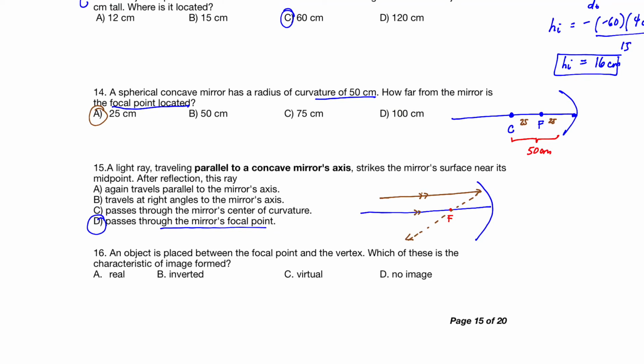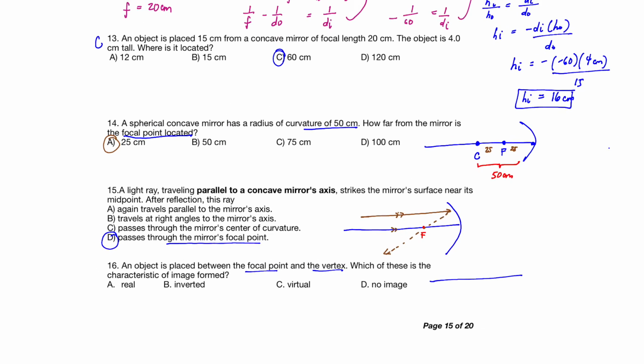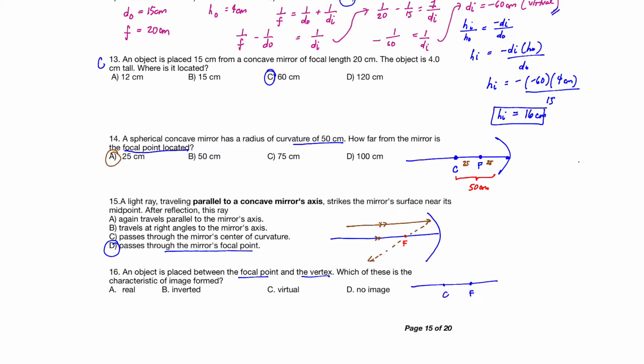Next, number 16. An object is placed between the focal point and the vertex. Which of these is the characteristic of the image formed? Here, we're talking about the concave mirror. If this will be our diagram, this is the focal point, this is the radius of curvature, and we are placing the object here. What do we expect? The image here is not real, because the image will be somewhere here. Is it inverted? No. It is virtual, check. And so for number 16, the answer here is letter C. Okay, next.